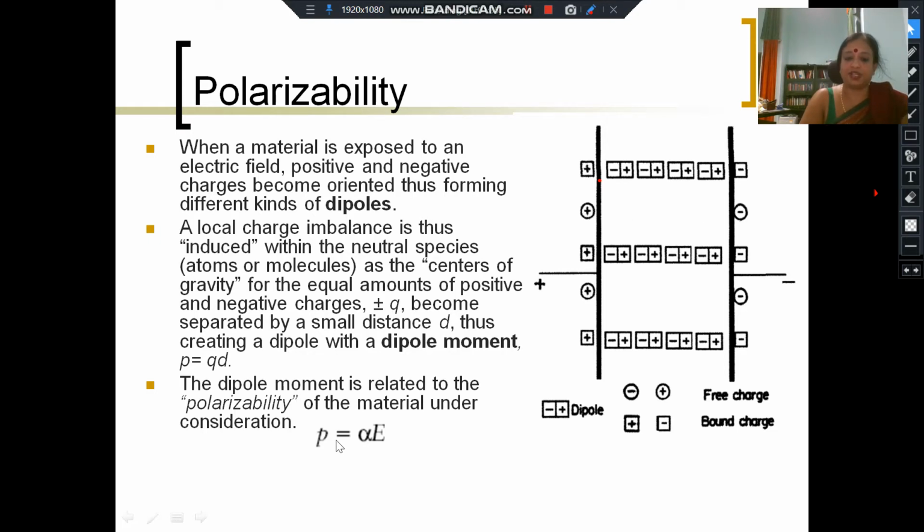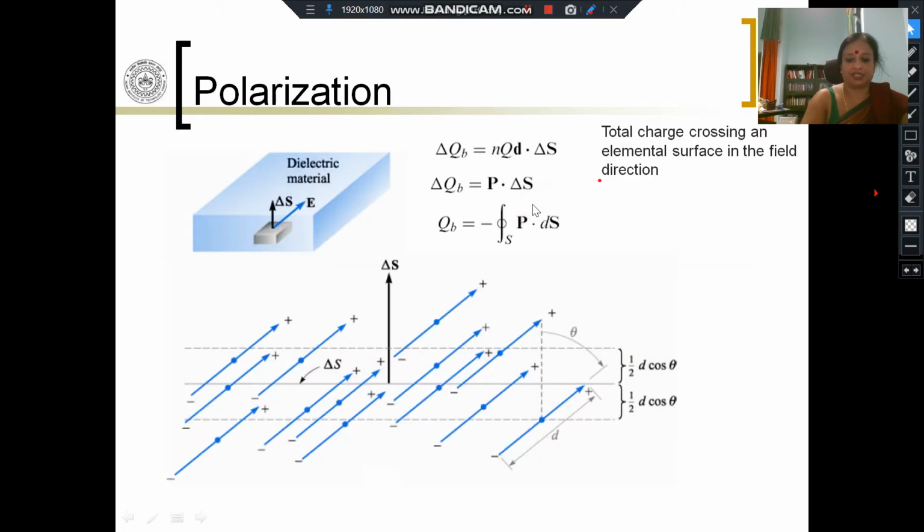The polarization that you have is equal to alpha times E, where E is the electric field. So the higher the electric field, the more polarization occurs. But it also depends on alpha, which is the polarizability of the material. And polarizability depends from material to material. We will discuss that later. So what you have is, when you have an external field, polarization happens depending upon the polarizability of the material.